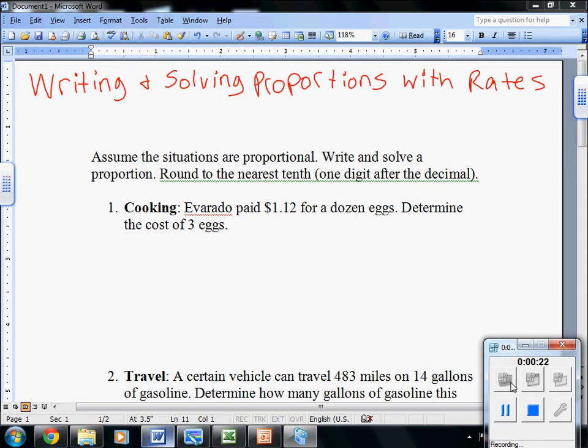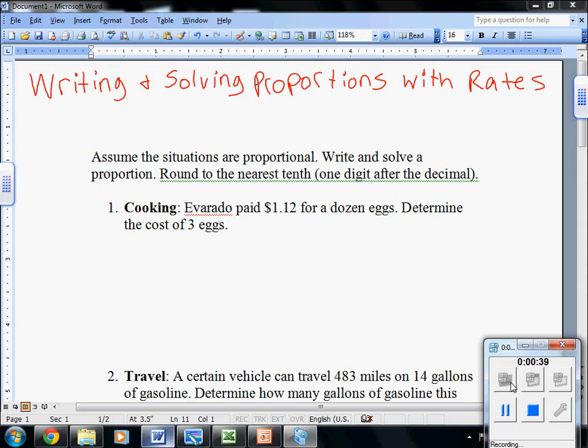Sure, there's some slightly faster ways. There's some ways that might be a little bit faster for certain kinds of proportions, but they don't always work for all proportions. So our main focus is going to be what works for all proportions, and it really doesn't take that much time. So we're talking about the cross product property. So that's what we've used to solve proportions.